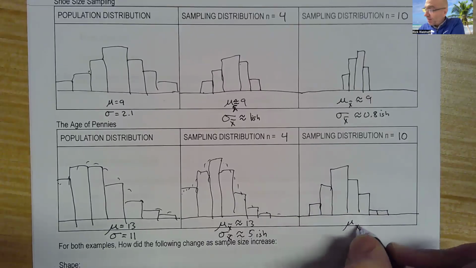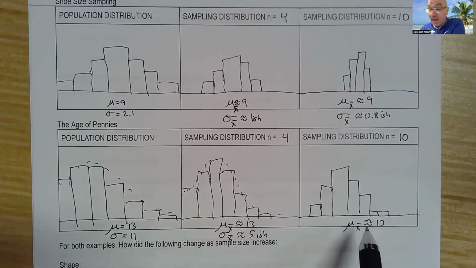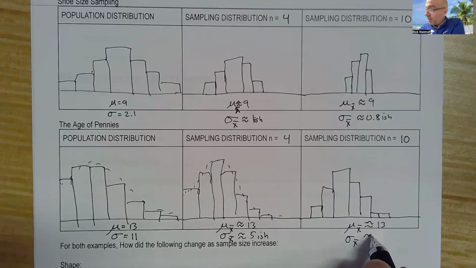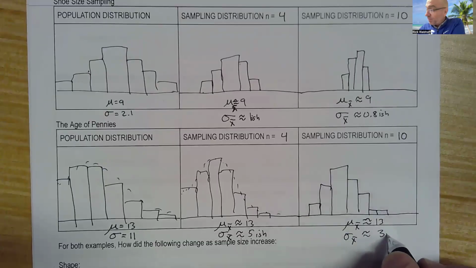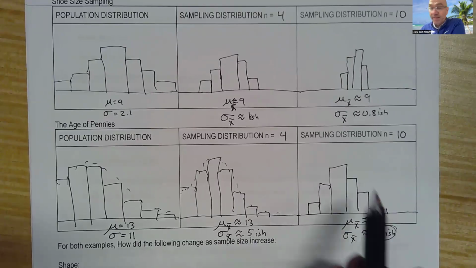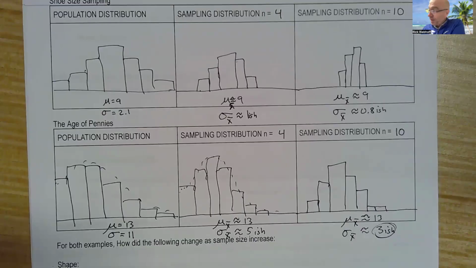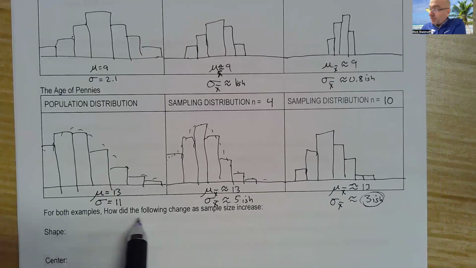So the mean of X bars, again, should be around 13. The mean stays the same as the population mean. The standard deviation of our little sample means, depending on what we use here, could change. But my guess would be about 3-ish, somewhere in 3 to 4-ish, but it's definitely decreasing as the sample size increases. Cool. All right, so for both examples, how did the following change as the sample size increased?